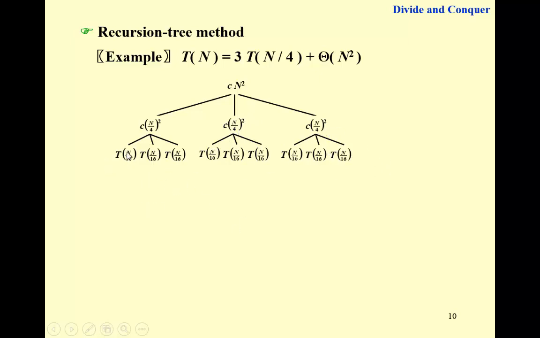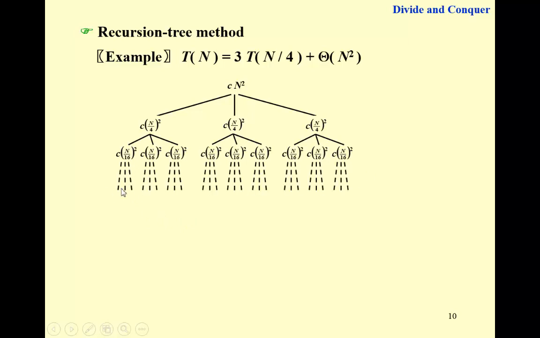So each T of n over 16 is going to be replaced by what? By a constant times n over 16 squared, right? So it's going to be like this. And we keep breaking until finally we get all those T of 1s as our leaf nodes in this recursion tree. Alright, so my first question is, what is the height of this tree?